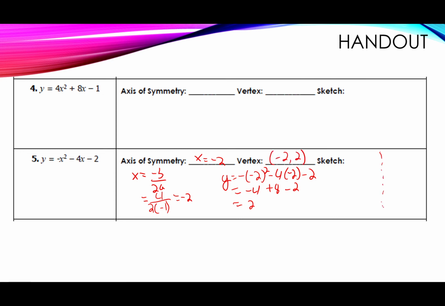Here's my little sketch. My axis is x equals negative 2. My parabola is opening down. And the vertex is at negative 2, 2.